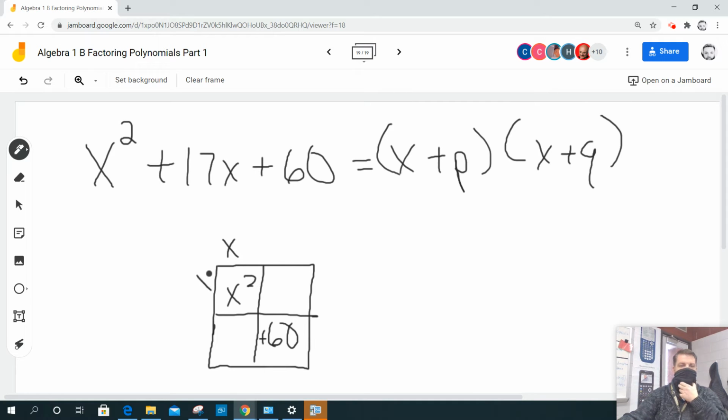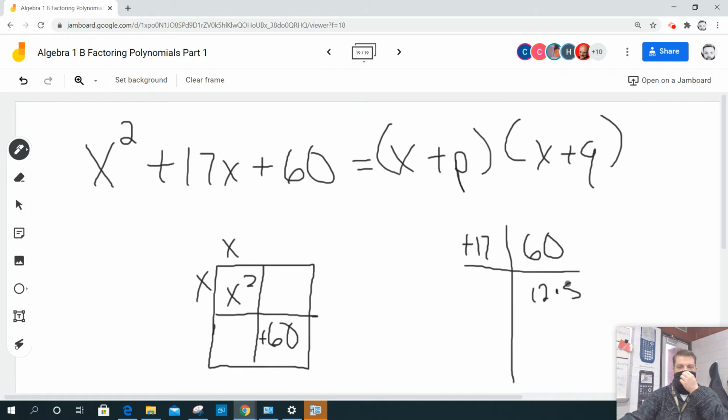x squared is just x times x. But they have to add up to 17. So I'm going to remember that they have to add up to a positive 17, whatever they are, but they also have to multiply to equal 60. Now I know that 12 times 5 equals 60. I also know that 12 plus 5 equals 17.